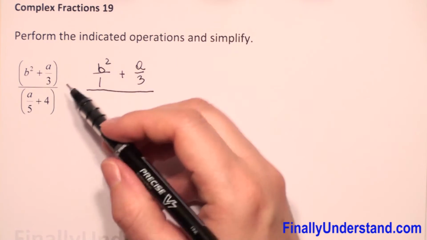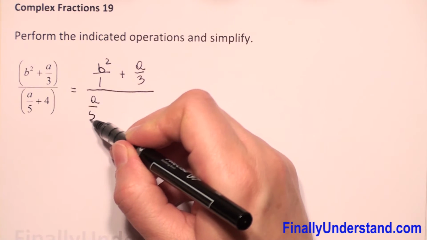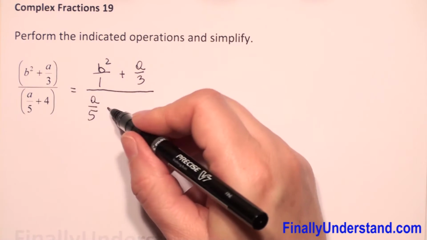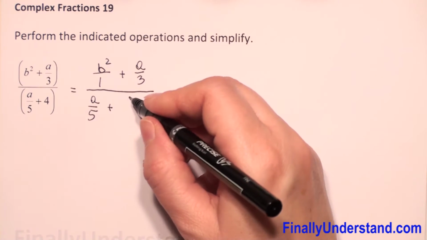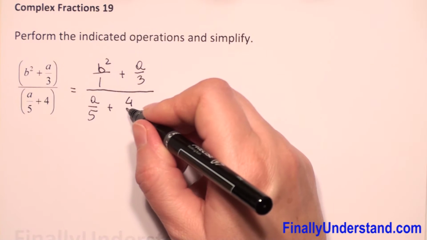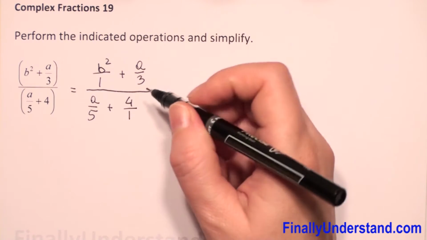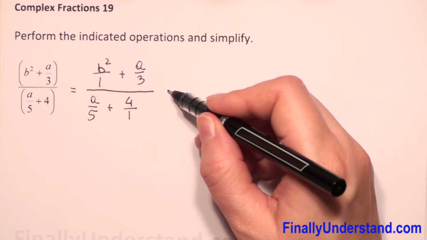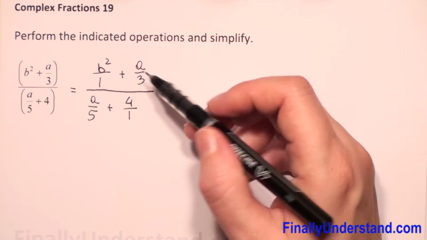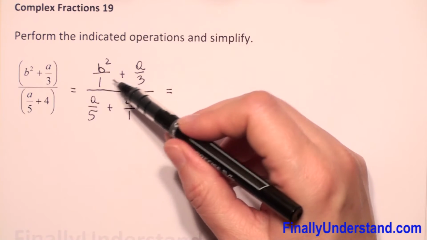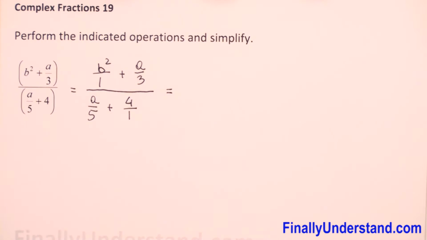And we have a over 3 and a over 5, we copy, and we have plus 4, so I will change 4 to a fraction. I have to just rewrite 4 over 1, and now we have a fraction. So this is equal. We have addition of fractions, algebraic fractions, so we need to have a common denominator.